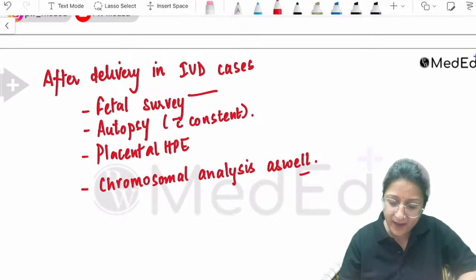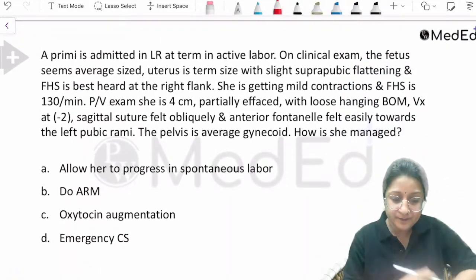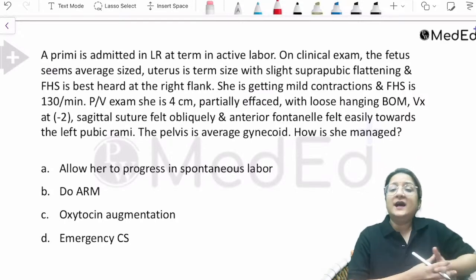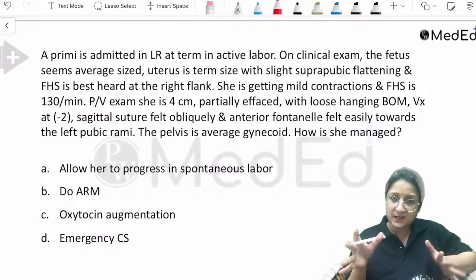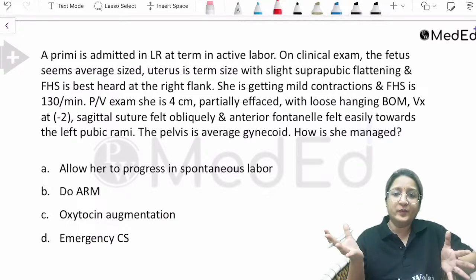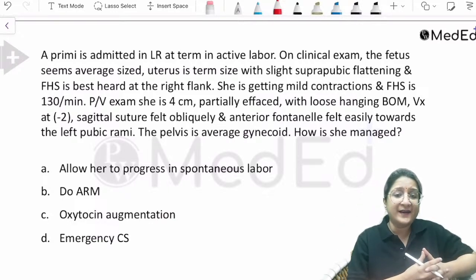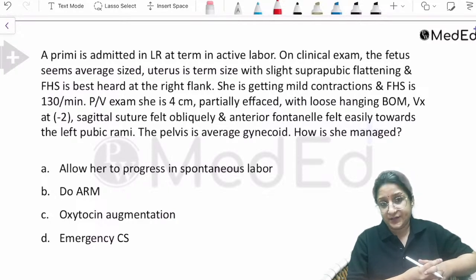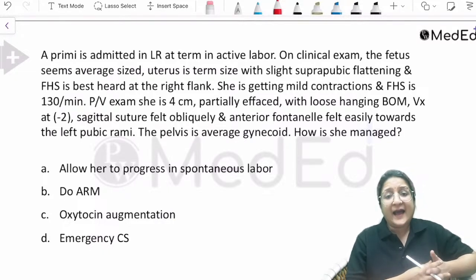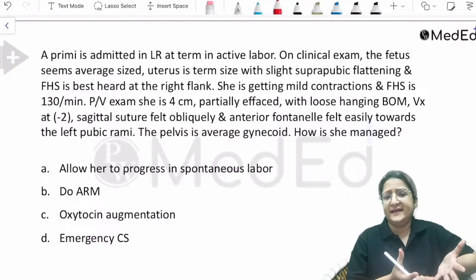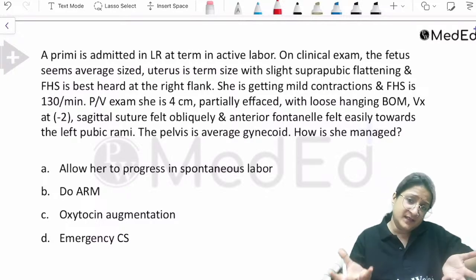All right. Now, let's have a look at the next question. A primi is admitted in LR at term in active labor. On clinical examination, the fetus seems average sized, uterus is term sized, with a slight suprapubic flattening, and FHS is best heard at the right flank. She is getting mild contractions, fetal heart rate is 130 beats per minute. On PV examination, she is 4 cm dilated, partially effaced with a loose hanging bag of membranes. Vertex is at minus 2 station. Sagittal suture is felt obliquely and anterior fontanelle is felt more easily towards the left pubic rami. The pelvis is average gynecoid.